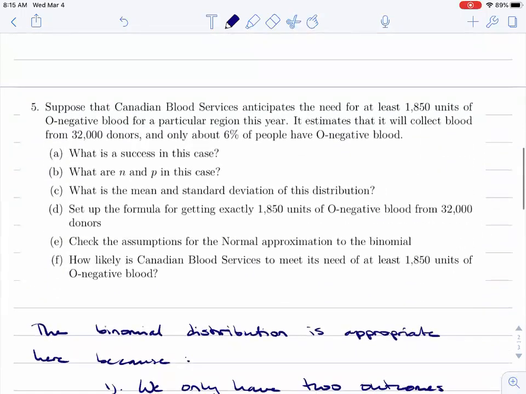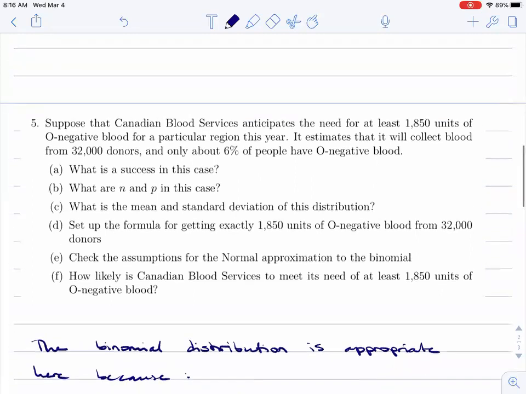So the number of people that we're looking at is going to be 32,000, right? It's all the donors, because they'll either have O negative blood or they won't, right? And so don't get caught up in the 1,850 units. That's how many units of O negative blood that we'll need, right? That's how many successes that we'll need at least out of these 32,000, right? So that's for later, probably, where we try to answer this problem.